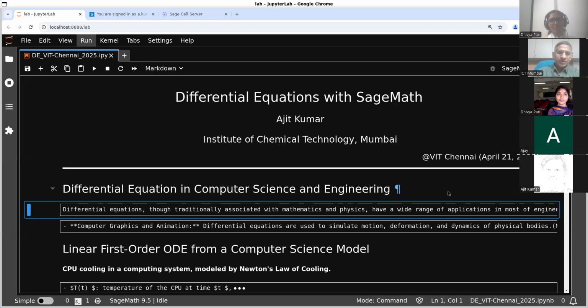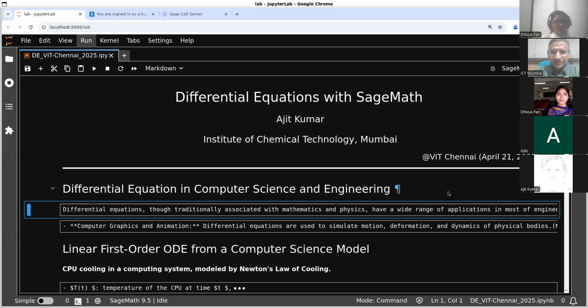So today I'm going to basically introduce a software called SageMath. And since all of you are learning differential equations this semester, we'll look at how SageMath can be used to solve differential equations. But SageMath is much more than just solving differential equations.